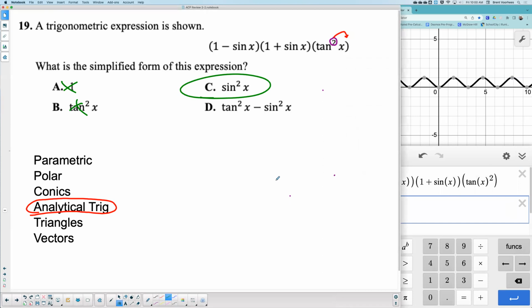Okay, this was correct 68% of the time. 68% of students got this one correct.